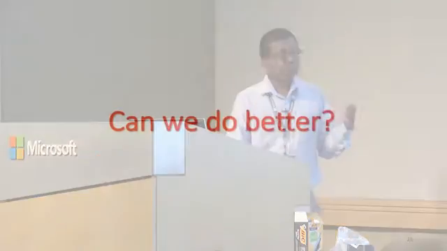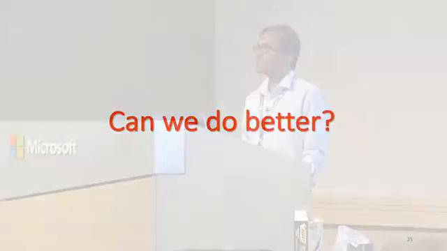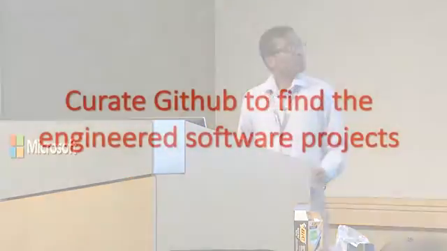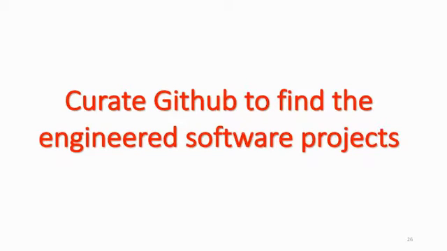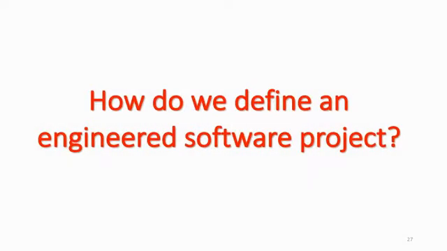But can we do better than this proxy? Is there a better way to actually find out if something is an engineered software project? And that's what we wanted to do. We wanted to curate GitHub and find engineered software projects. We used the GHTorrent data set, and it's actually surprising how big this has grown. We used a dump from late 2014, early 2015, and it had only 2 million projects in it. And now it's grown by almost a factor of 10. Right? But before that, we need to first define what an engineered software project is.